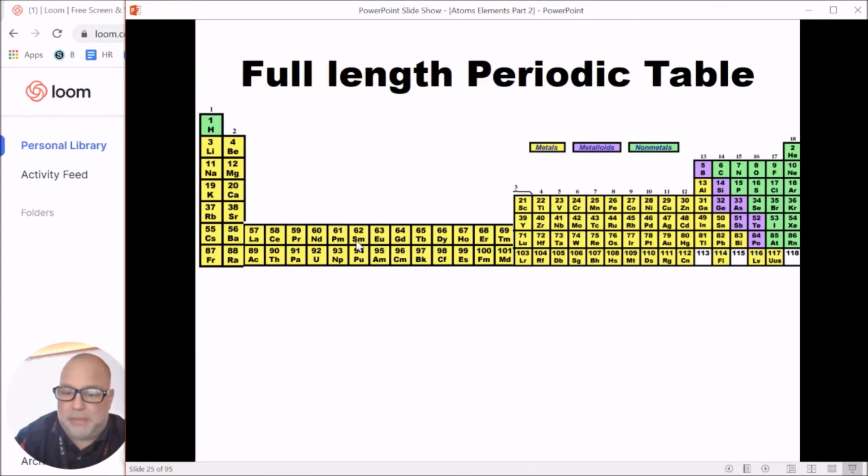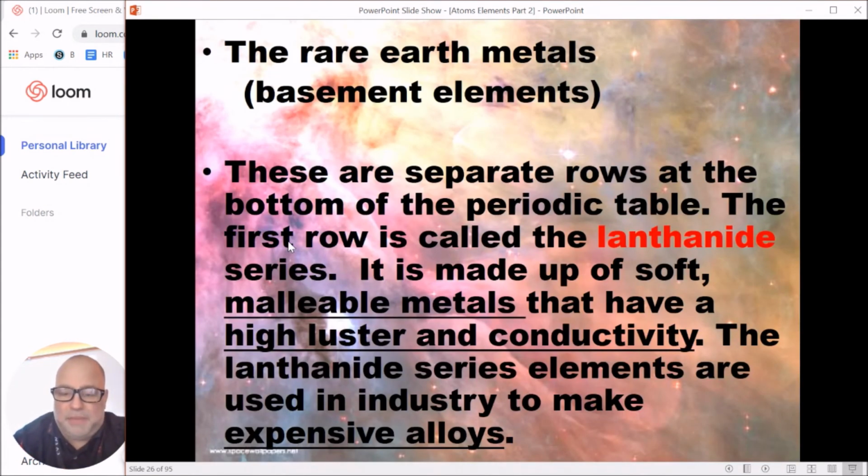So that's why they chop it up and put it down below. So those elements are down below, these guys right here. There are 2 different rows in there, and they both have names. They're both named for the first element that's on the far left of them. The first one is called the lanthanide series. Now, all of these elements in that basement group are fairly rare elements. They're not ones that you and I interact with all the time, possibly with one exception, because they're just more expensive for the most part.